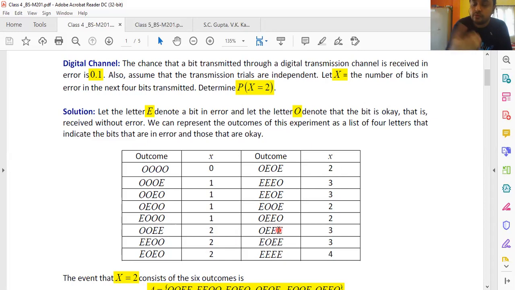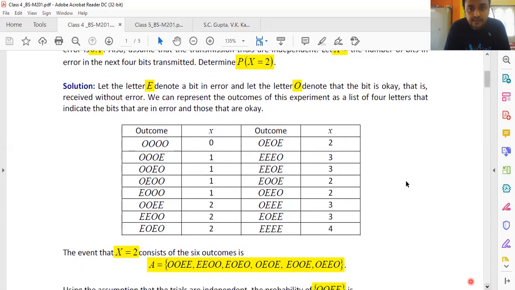And you know how to calculate this kind of outcomes. How many outcomes are there? 1, 2, 3, 4, 5, 6, 7, 8, 16. How does it come? Since 4 bits are transmitted sequentially, the total number of outcomes will be 2 to the power 4, that is 16. The event capital X that has been defined is equal to 2.